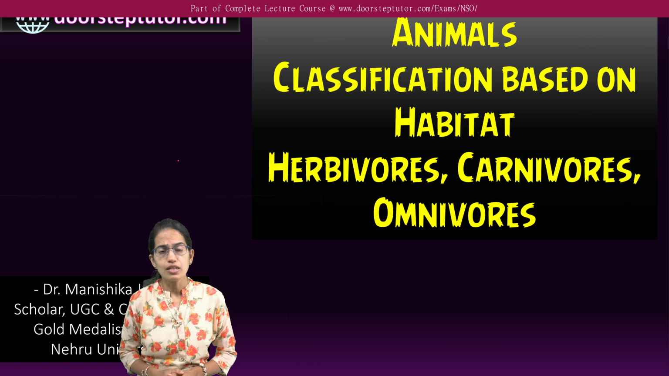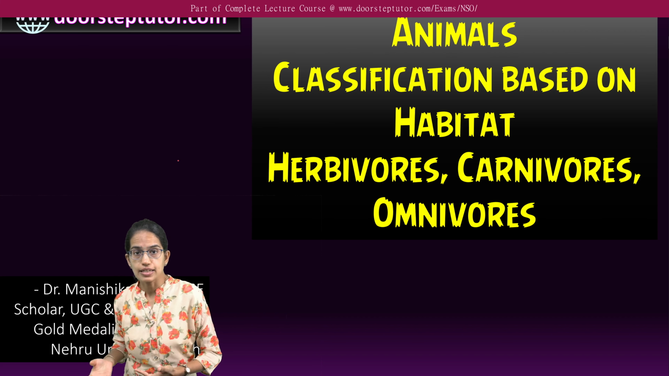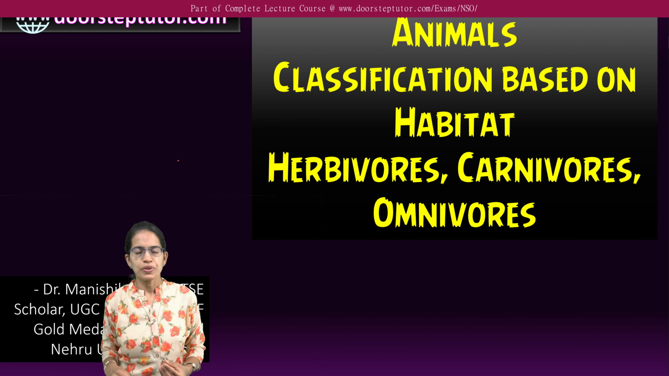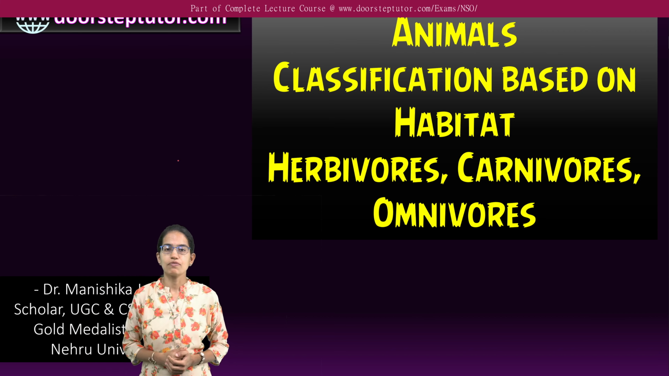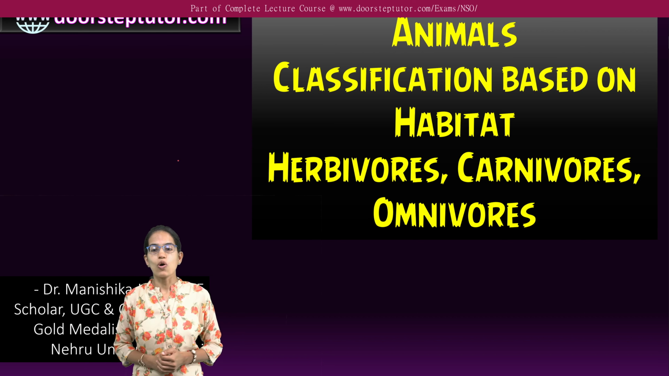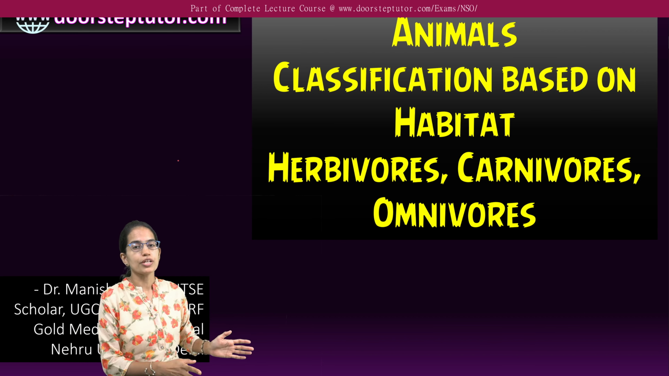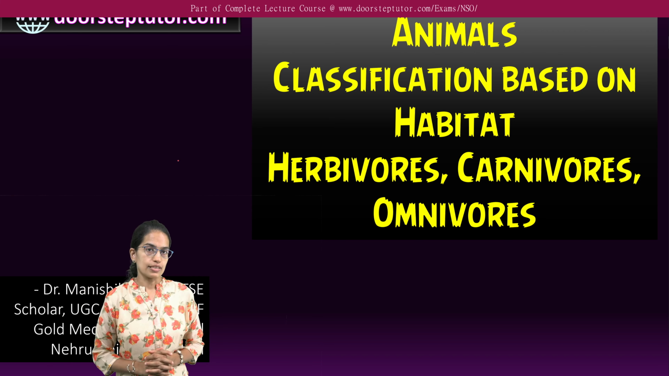For example, what do they eat? Whether they eat only plants, or they eat other animals, or they eat both. That could be one way in which we can define it. The second way in which we can define animals could be based on their habitat, whether they are living on land, air, water. So that's another classification.